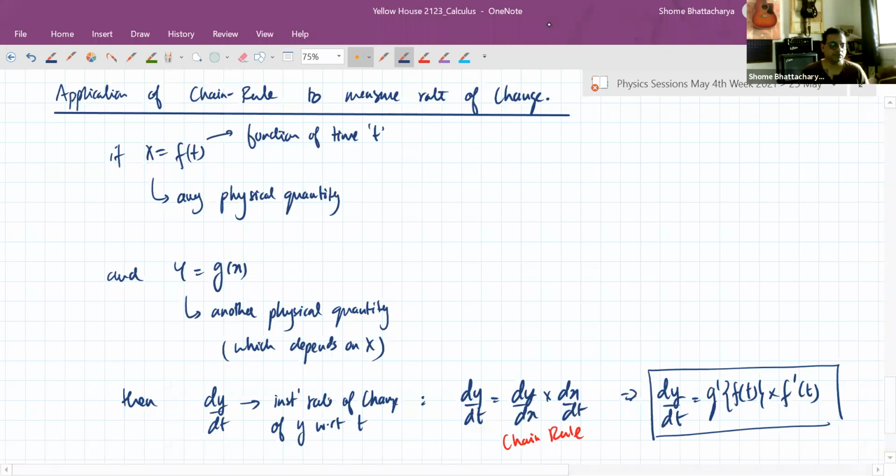Okay, so let us look at the application of this.